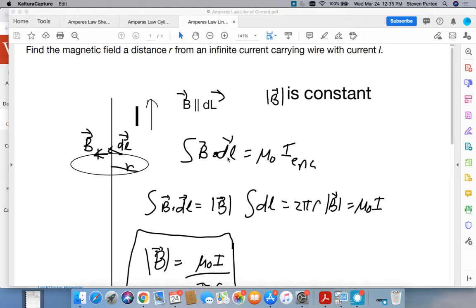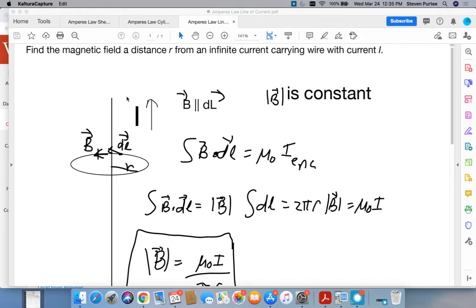Well, since B and dl are always parallel, and since B is constant, B dot dl would just be magnitude of B times magnitude of dl, which is just dl. I can factor out that magnitude of B. The integral around a loop, this again should be a loop integral, of dl is just the length of that loop. How big is this loop? Well, it's a circle. That's 2 pi r. So 2 pi r times magnitude of B should be mu naught I.